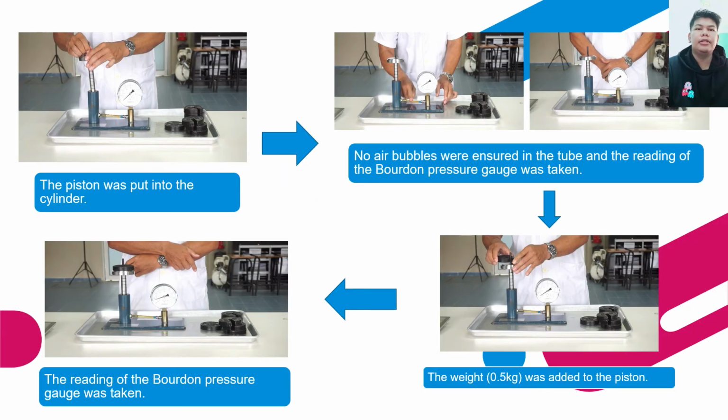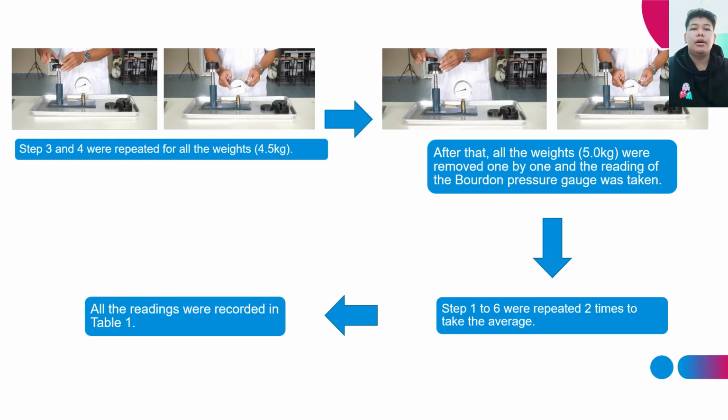The first step is the piston was put into the cylinder. Next, it was ensured that there were no air bubbles in the tube and the reading of the Bourdon pressure gauge was taken. The weight of 0.5 kg was added to the piston. The reading of the Bourdon pressure gauge was taken. Steps 3 and 4 were repeated for all the weights. After that, all the weights were removed one by one and the reading of the Bourdon pressure gauge was taken.